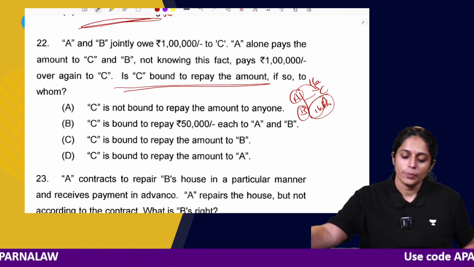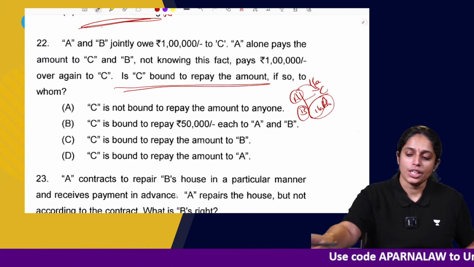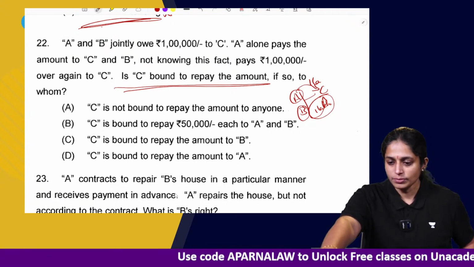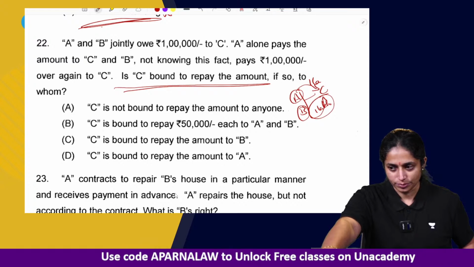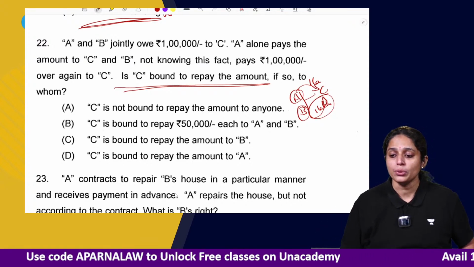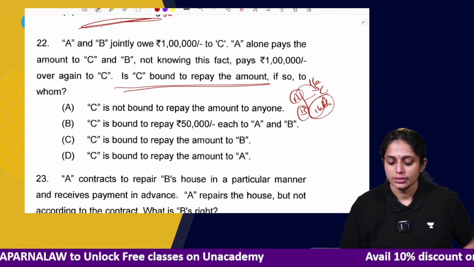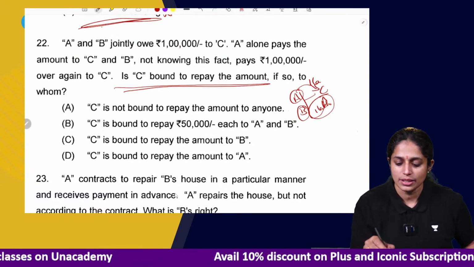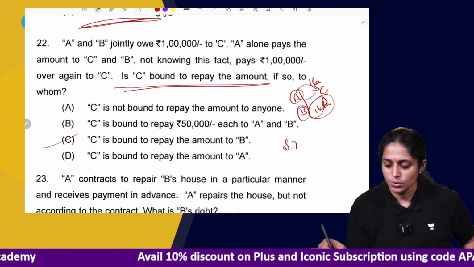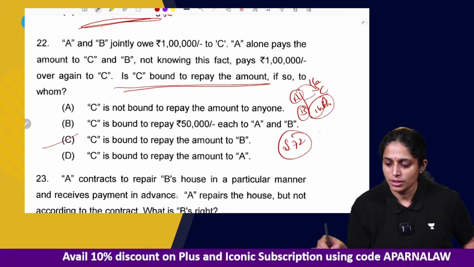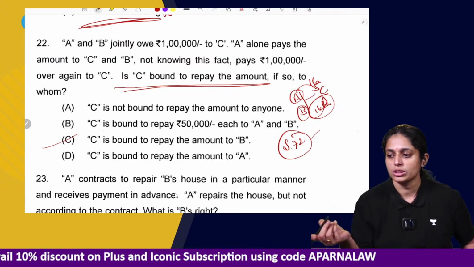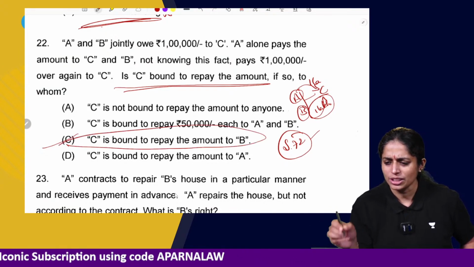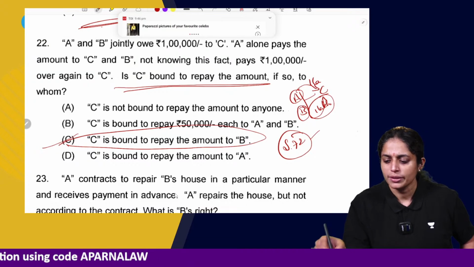Which section? It is section 72, right? So as per this, what is the correct answer? It is C. Under section 72, which is payment done under mistake or coercion, that will be coming under this. This is the illustration given under section 72 only.